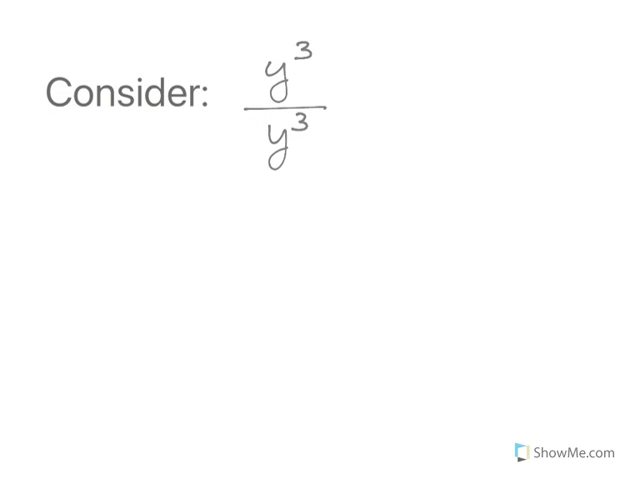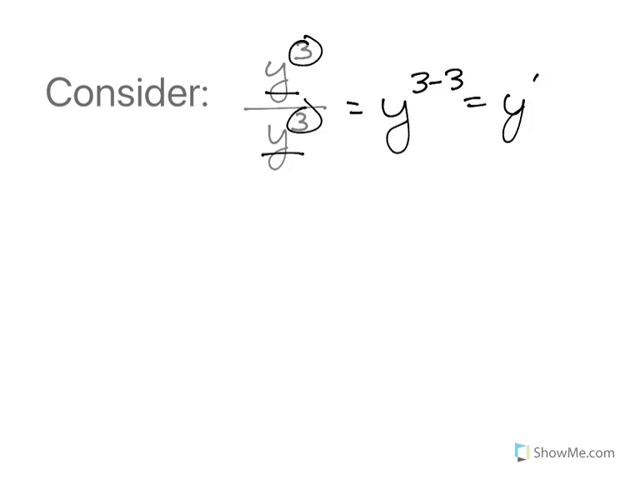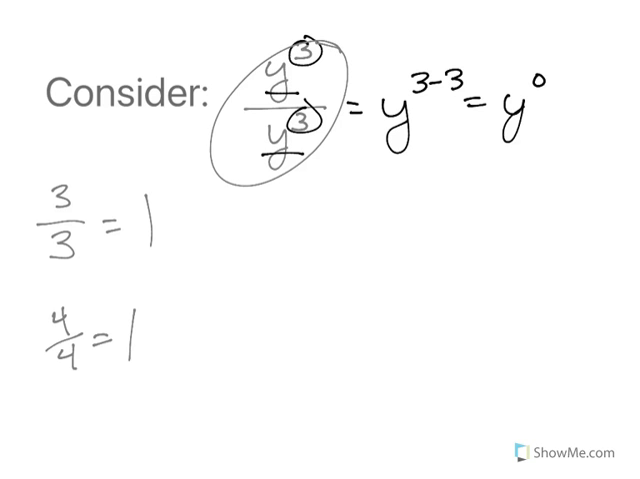So if we have y to the 3rd over y to the 3rd, I keep the same base, and I subtract my exponents, which gives me y to the 0. Now, one thing that I want to point out is we know that anything over itself, right? If I would say 3 over 3, you would tell me that's 1 because 3 divided by 3 is 1. 4 divided by 4 is 1. Anything over itself is 1. So in this case, y to the 3rd over y to the 3rd is the same as 1.